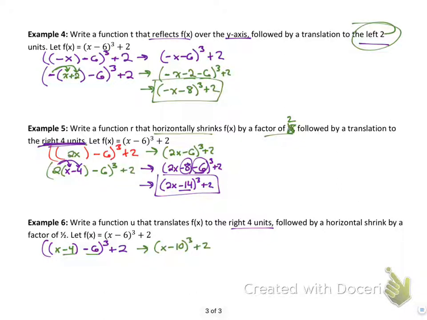Then we have a horizontal shrink by a factor of 1/2. Well, that 1/2 is not going to be a 1/2 anymore. It's going to be a 2. It goes inside, so we need to set up an inside. So it's going to be parentheses minus 10 cubed plus 2. And instead of x, we're going to have 2x. Well, there's not much I need to do there. I'm just going to rewrite it as 2x minus 10 cubed plus 2.